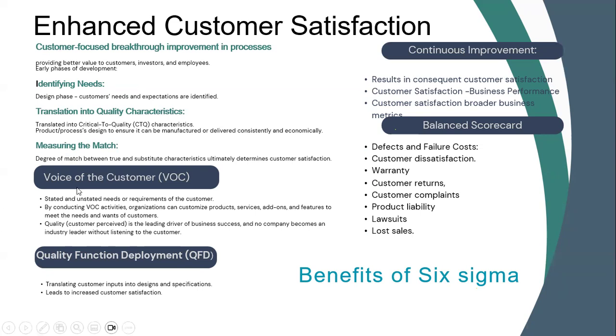So we covered this in detail. VOC is very, very important. Unless we understand the VOC, we are not going to bring major improvement into the process. So VOC, voice of the customer, is a basic rule, a fundamental of your Lean Six Sigma.